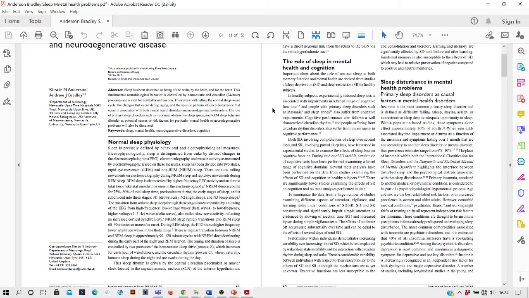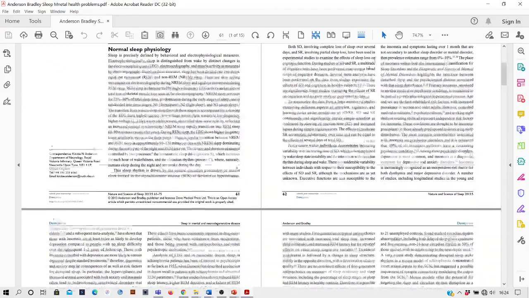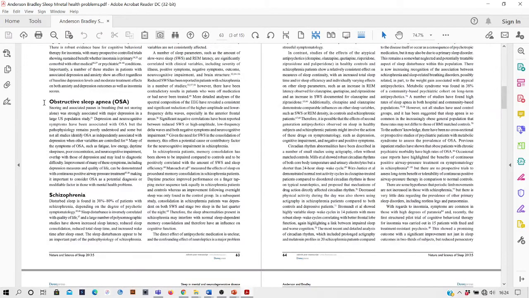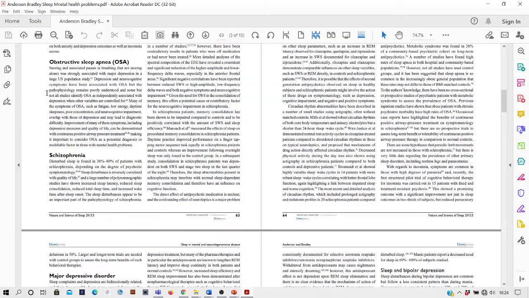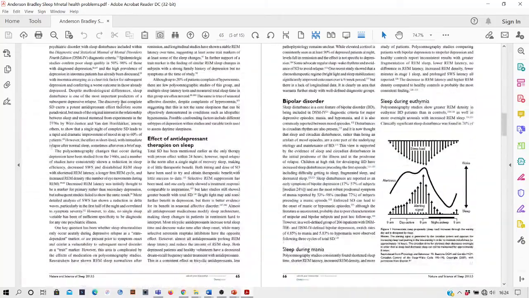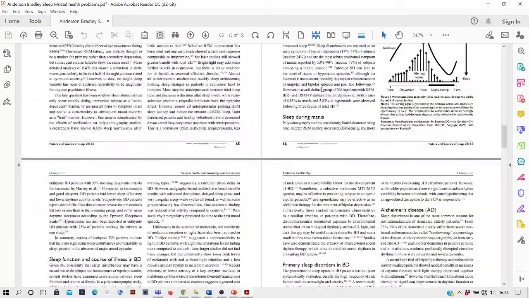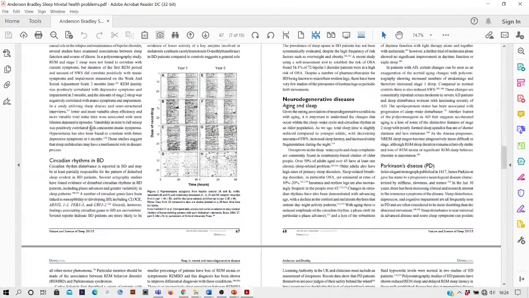So in this review, notice the structure. It describes normal sleep physiology, and then how that physiology differs in certain mental health conditions, primary sleep disorders, and mental health conditions like sleep apnea, which is a very common sleep disorder. You've got various mental health disorders there. And then we go on to look at neurodegenerative diseases.